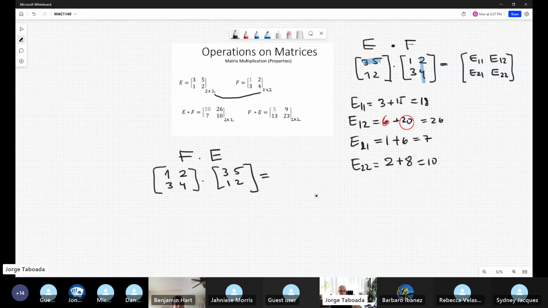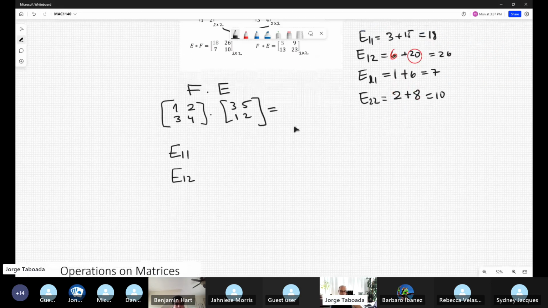Okay, let me try to find E11, E12, E21, and E22. These double subscripts indicate the order guide. To multiply now the row 1 and column 1, it's obvious, it is 3 times 1 is 3 plus 2 is 5.